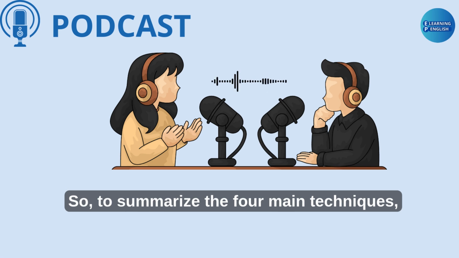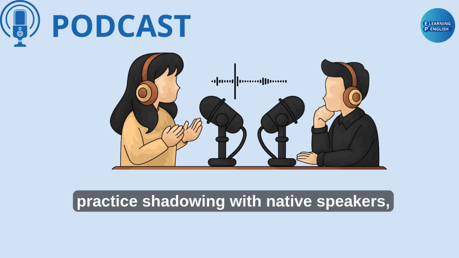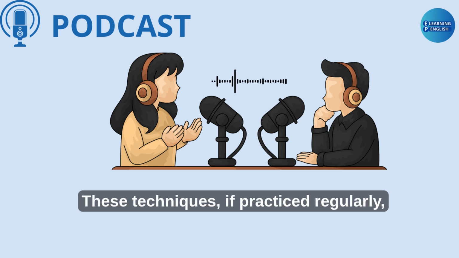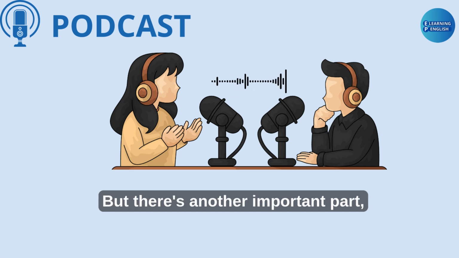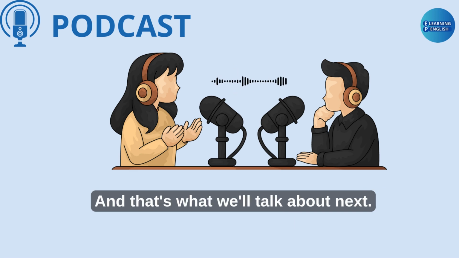So, to summarize the four main techniques: think directly in English, use filler words naturally, practice shadowing with native speakers, focus on communication, not perfection. These techniques, if practiced regularly, will already reduce hesitation a lot. But there's another important part: training your brain to respond faster in conversations. And that's what we'll talk about next.